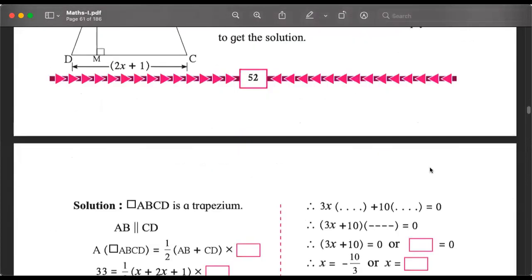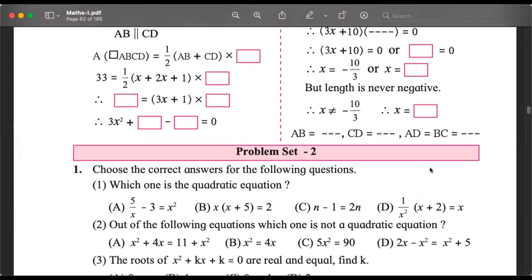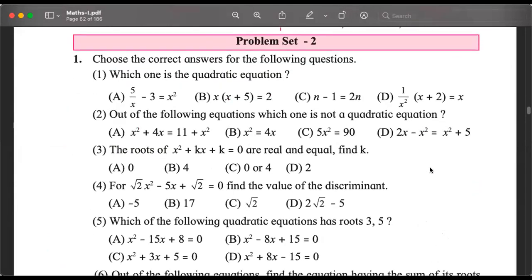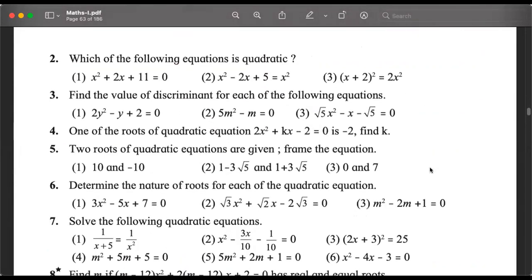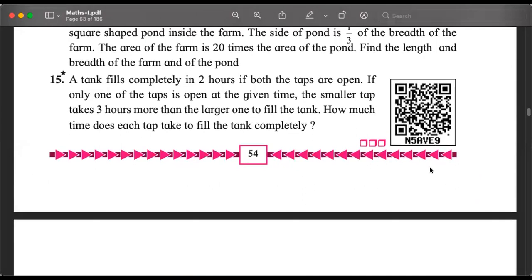There are 6 exercises, problem sets, and 6 practice sets and 1 problem set in the chapter. These are the things. Page number 54, it ends.